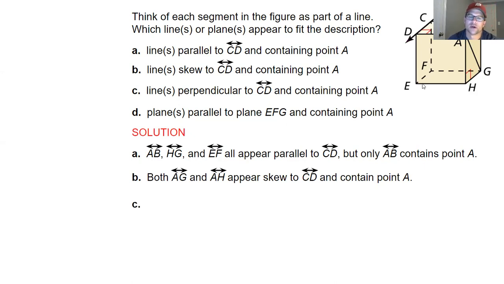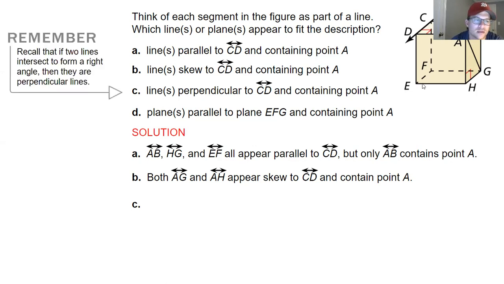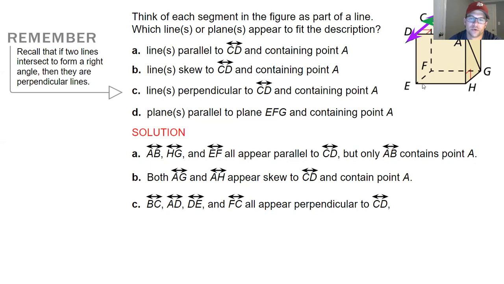Part C, lines that are perpendicular to CD and contain point A. Remember, in order for two lines to be perpendicular, you have to see a right angle or you have to see a red box on this diagram. So perpendicular lines to CD would be BC, AD, DE, and FC. But how many of those contain the point A? Only line AD is your only option.